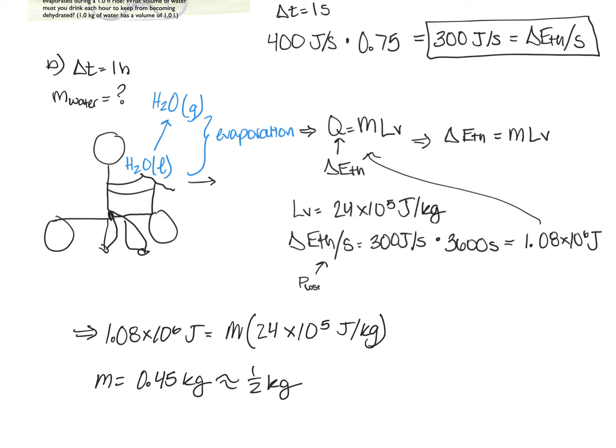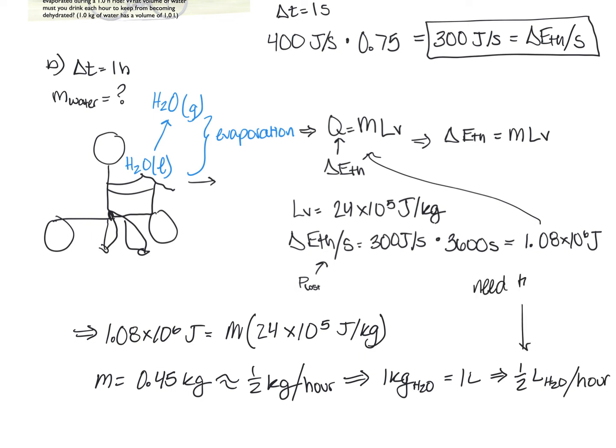So that's the mass of water we lost, but ultimately we were asked what volume of water you need to drink every hour to stay hydrated. You're losing a half a kilogram of water every hour, right? And if 1 kilogram of water, H2O, is equal to 1 liter, then every hour you have to drink a half liter of water, H2O, every hour. And that is the water that you need to stay hydrated.